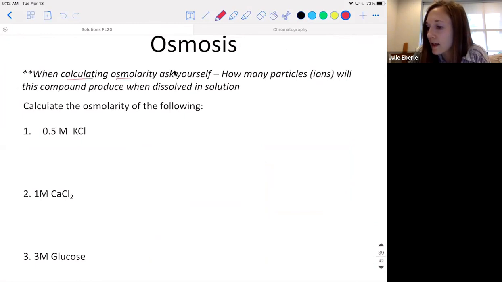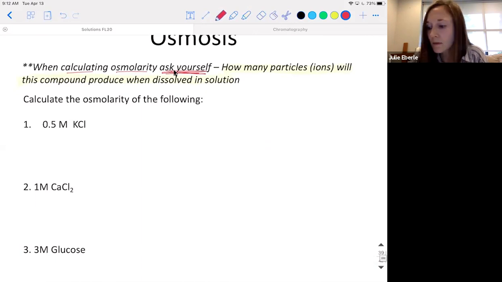When calculating osmolarity, ask yourself, how many particles, and ions are often the word we use for particles here, will this compound produce when dissolved in solution? All right, so we're going to calculate the osmolarity. We're probably just going to do 2 of the 3 for time's sake. So I have 0.5 molar KCl. So how many different particles are we going to get out of potassium chloride?